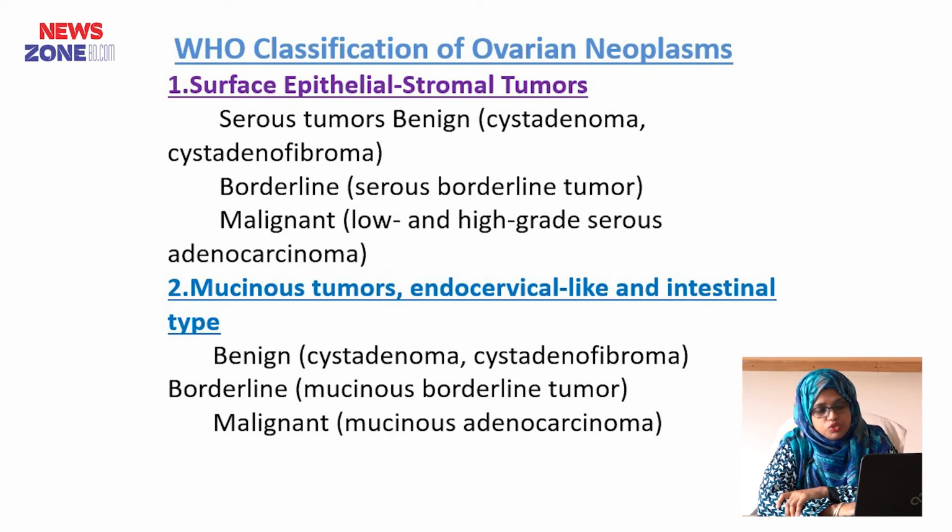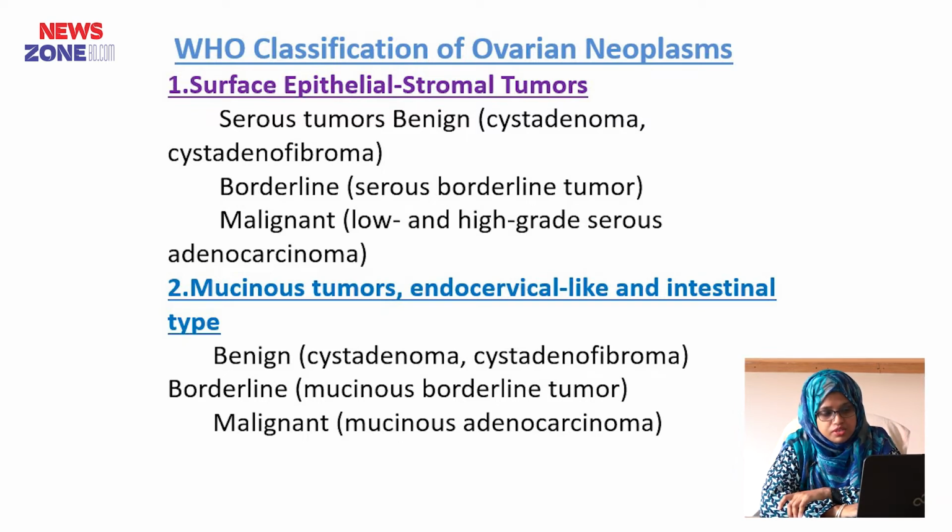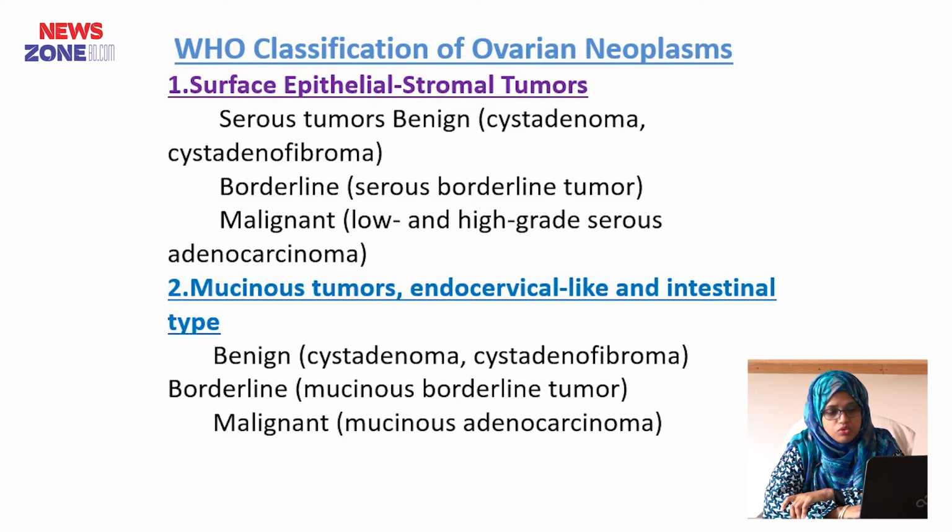Now, come to the tumor of the ovary. The WHO classification of ovarian neoplasm are classified in the following category. At first, there are surface epithelial stromal tumor. It includes serous tumor, and this serous tumor may be benign. When it is benign, it is called either cyst adenoma or cyst adenofibroma. It may be borderline, then it is called serous borderline tumor. It may be malignant, either low or high grade serous adenocarcinoma.